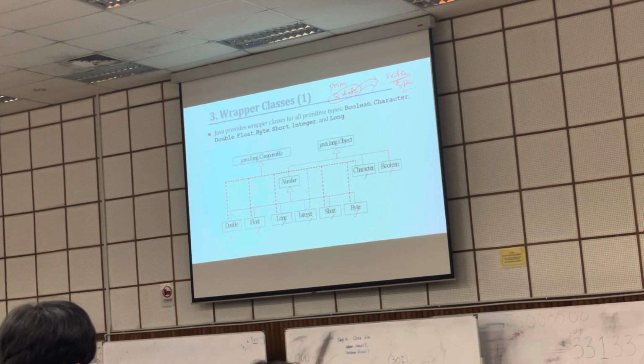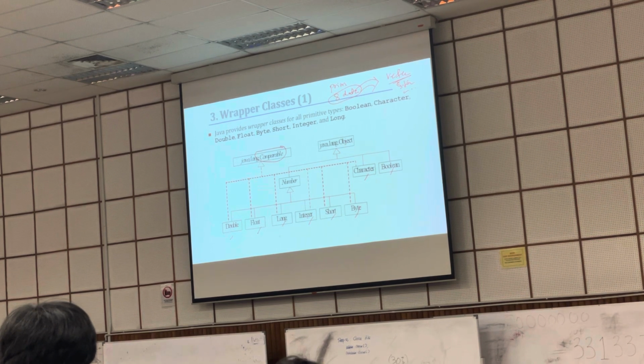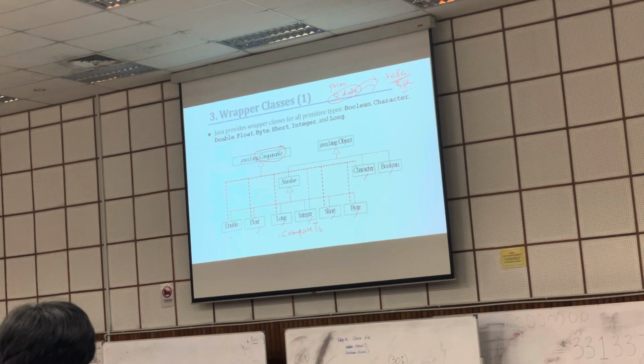This one all, if you see, they actually implemented the Comparable interface. That's why two double values you can compare, two float values you can compare, because you can call the compareTo method, because all of these implement the Comparable interface. And even Character also has the Comparable interface. Boolean, definitely not. Okay? And all of these are inherited from Object.